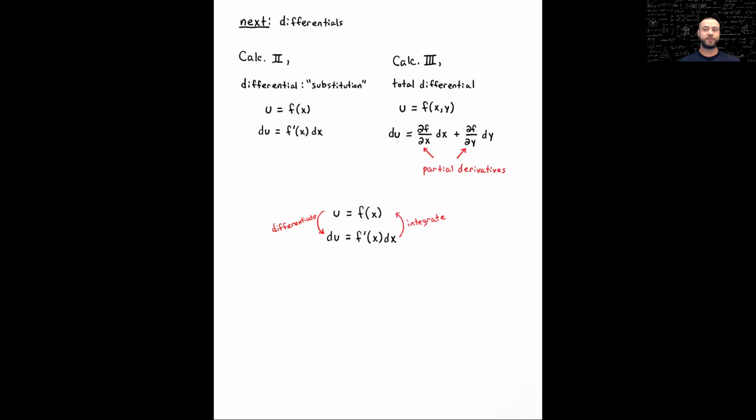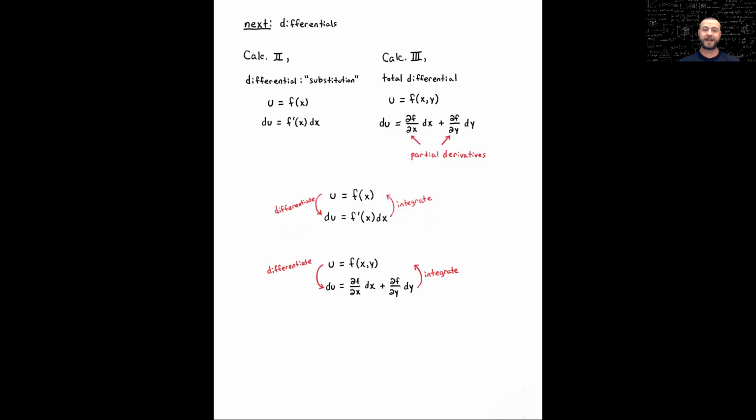If we choose our u, we calculate du by differentiating. All right, we should be able to go backwards. How do you undo a derivative? Kind of the main theme for our course. You would integrate.